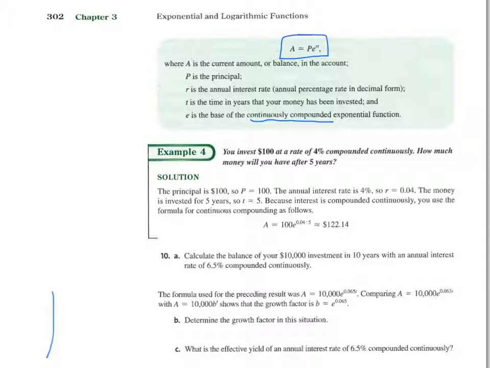So let's say we have $100 at a rate of 4% compounded continuously. This means it's not a set amount of times. How much money will you have after 5 years?